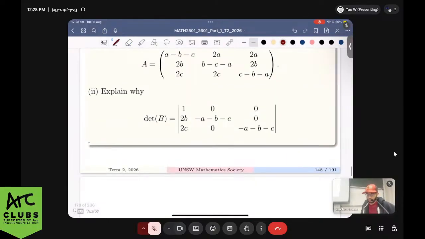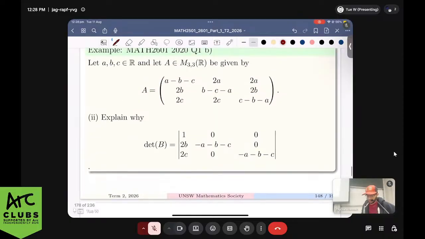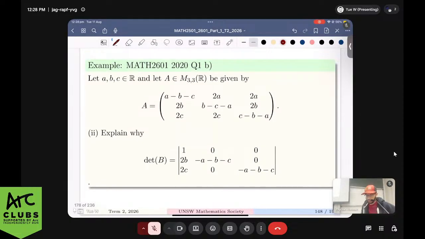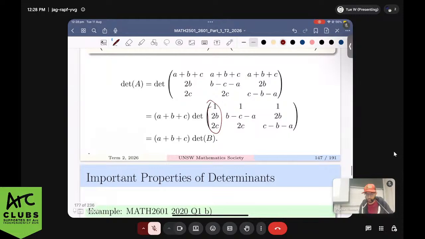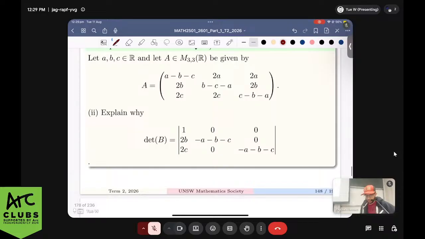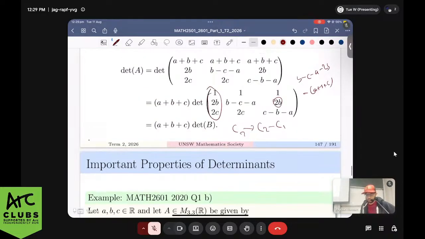So in fact, if you subtract these two columns, so let's say C for column, C2 maps to C2 minus C1. What are we going to get? B minus C minus A minus 2B. So we get minus A plus B plus C. And I guess that's what they have here. And for this one, you can see we'll get 2B minus 2B, which will be 0. And it's essentially just doing that again. C3 maps to C3 minus C1.